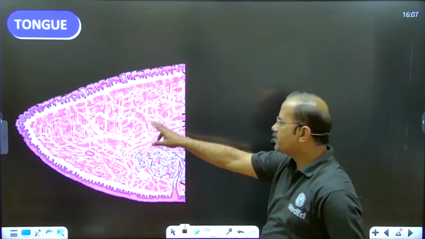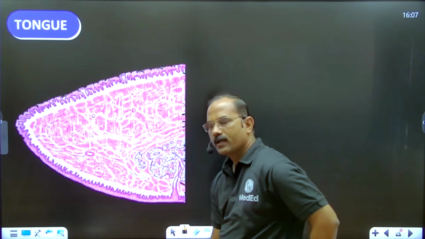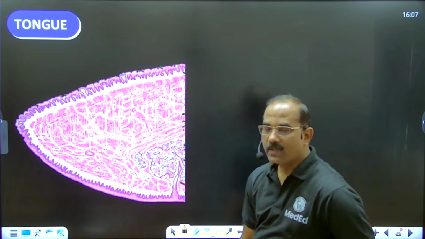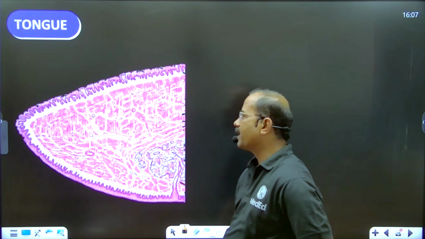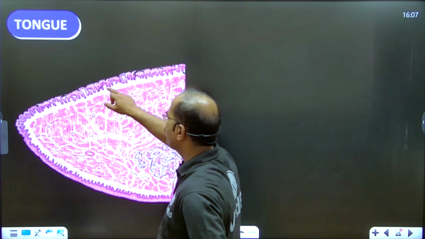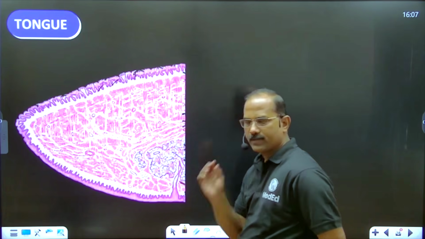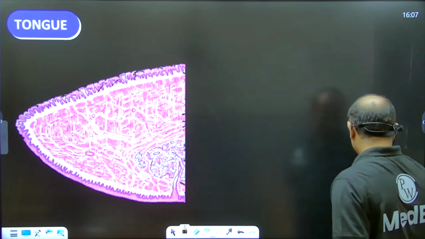Now, the tongue. You get plenty of skeletal muscles here. We get glands here. The glands in the tongue are known as the von Ebner's glands. Von Ebner's gland, skeletal muscles, and we get papillae here: filiform, fungiform, and circumvallate papillae in the tongue. Okay. Slide of the tongue.